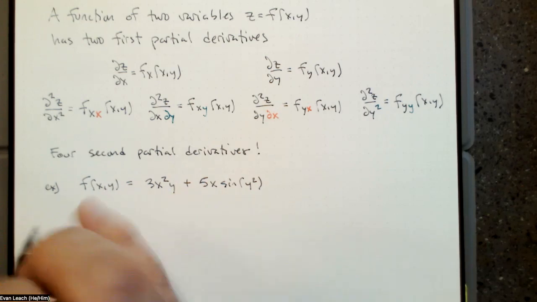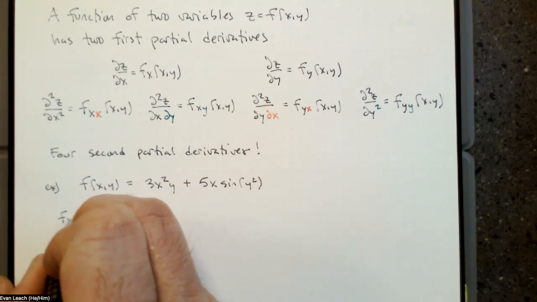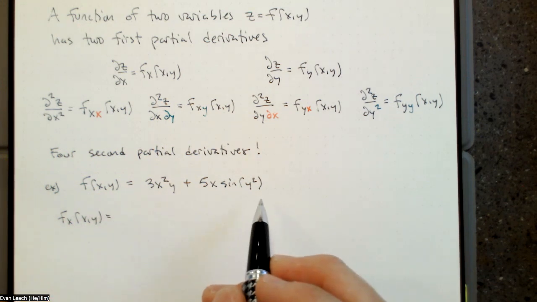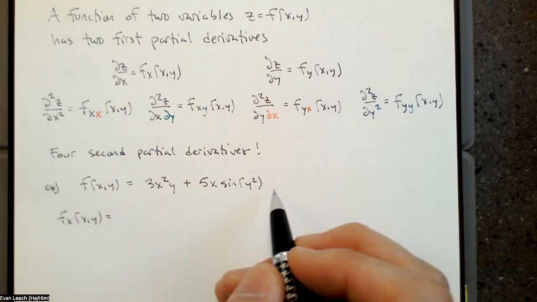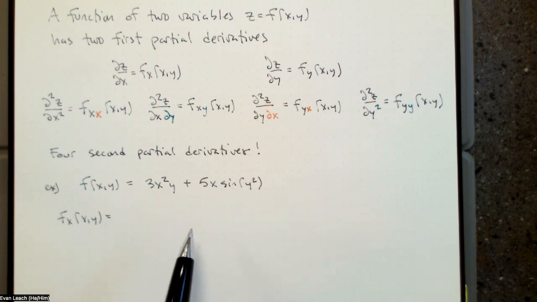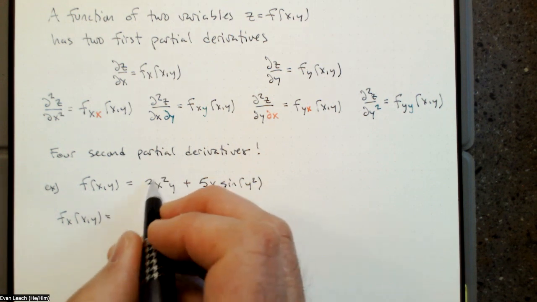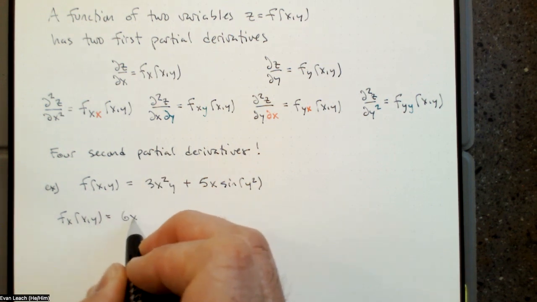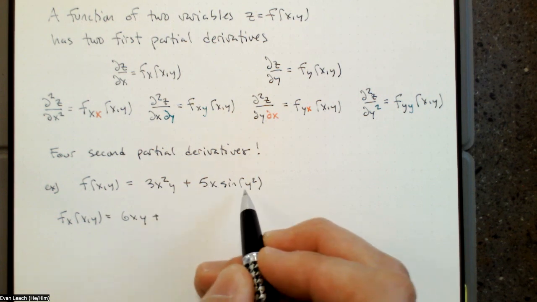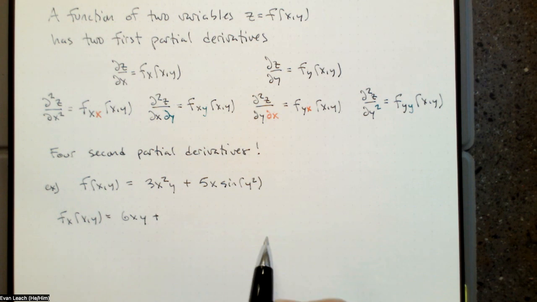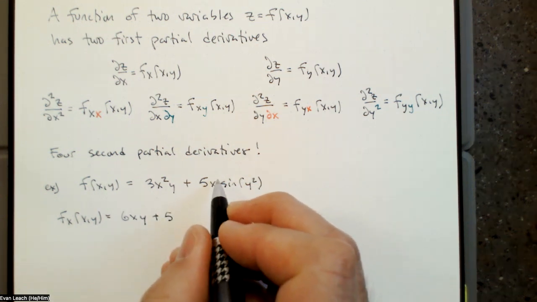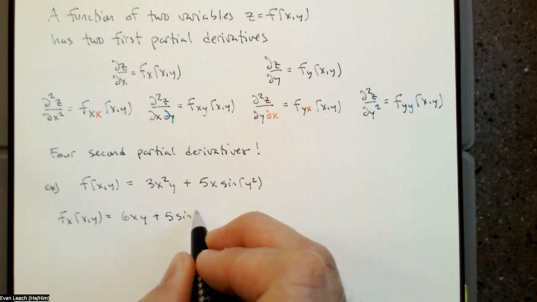So fx. I'm going to take the derivative with respect to x. That means anything with a y in it is constant. And it looks like I made it easy on myself. I separated out the x's and y's into nice factors. So the derivative of 3x squared is 6x. Y is a constant. Here I have 5x times the sine of y squared. Sine of y squared is constant, just like 5. So I'll have 5x to the 0 sine of y squared.